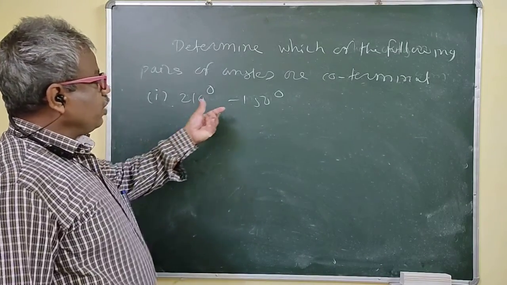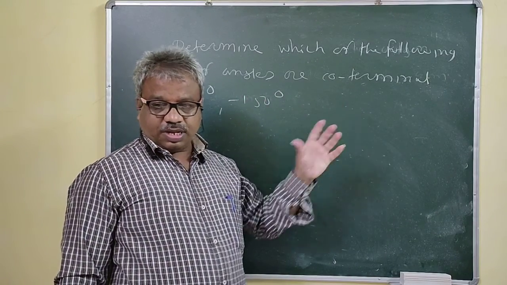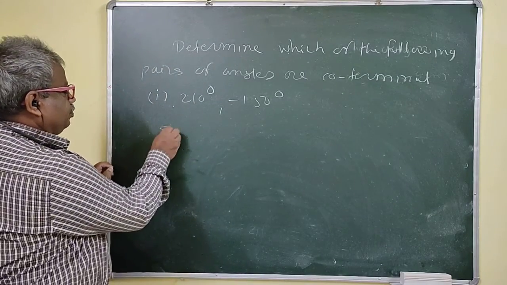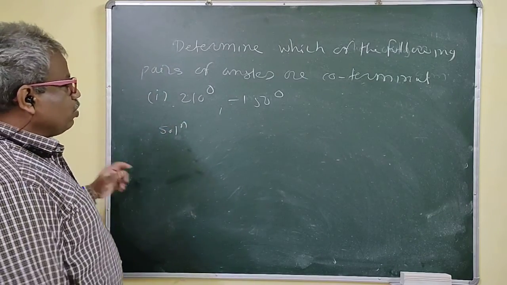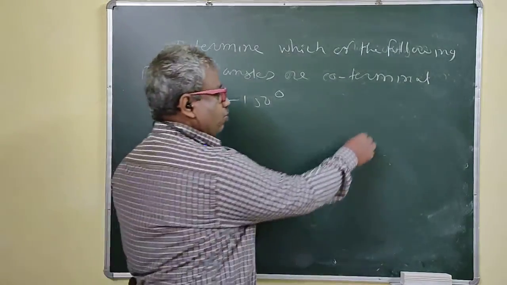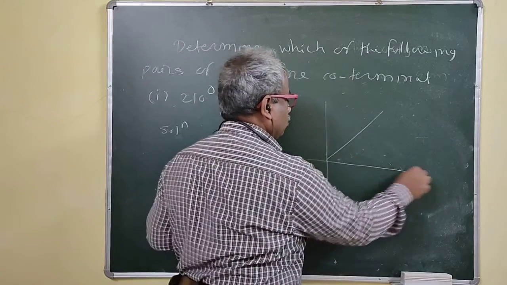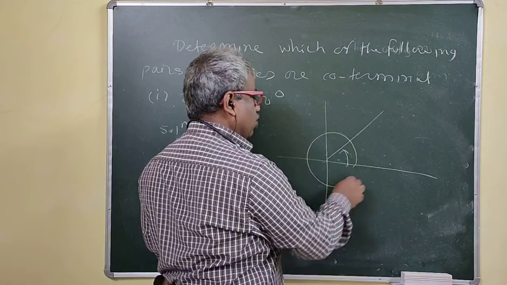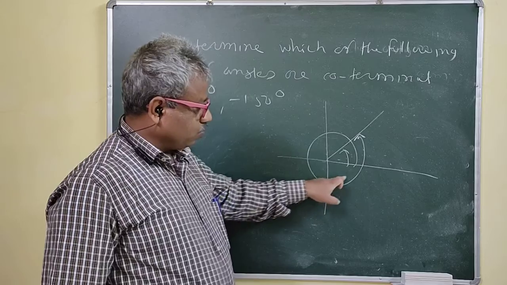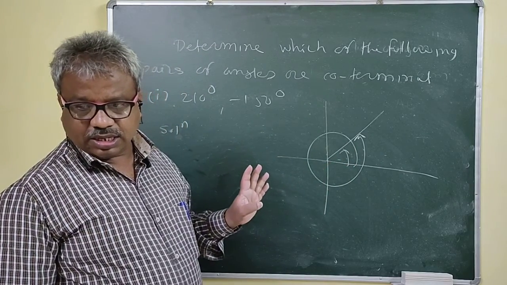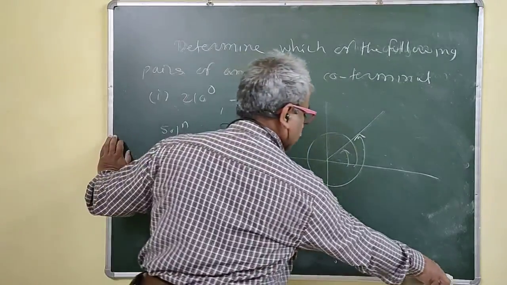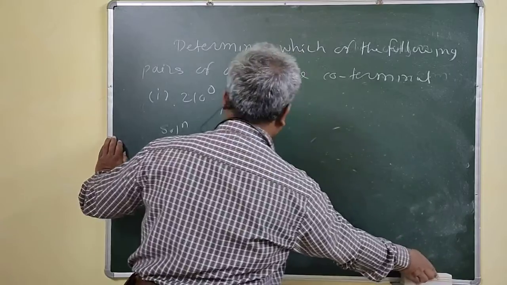Now we know that when we say that the angles are coterminal, their initial arms are the same and their terminal arms are also the same, right? So solution. What we'll do, we'll take the difference, right? If the difference is a multiple of 360 degree, then the angles are coterminal angles, right? So we find the difference of that one.